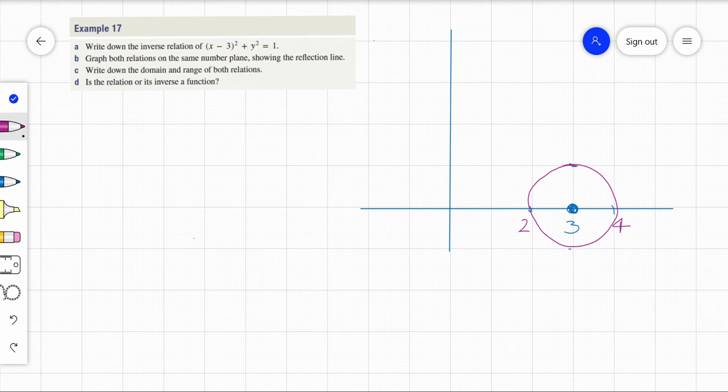So we've got 4, 2 down here. We've got 3 minus 1, and up here we've got 3 plus 1. All right, so that's our function.